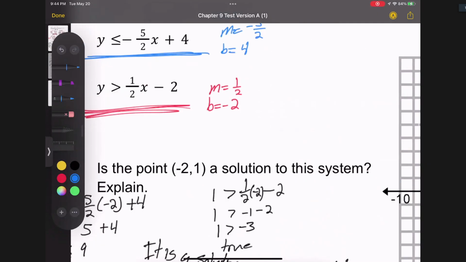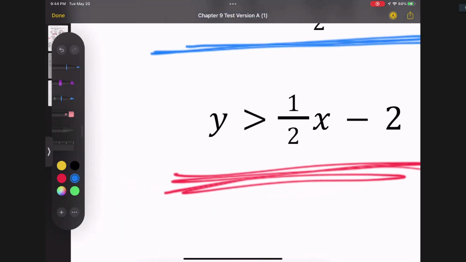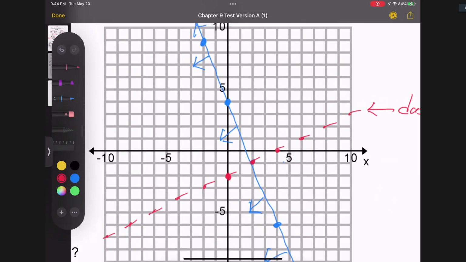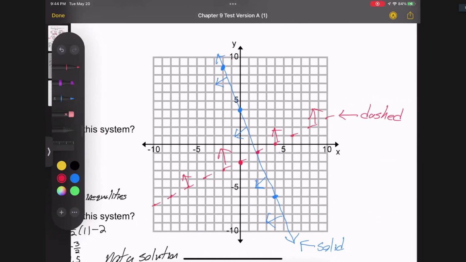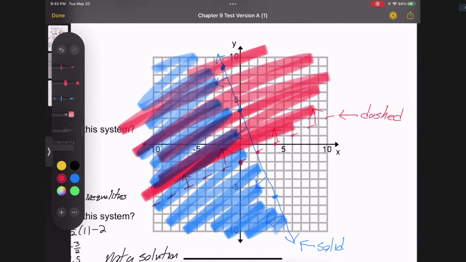Now for this one, the red one, where am I going to shade? It's going to be shading above the line. When you see y is greater than, you're shading above the line. So let me shade above the line. That is this direction. Above the line. This direction. Now, I saw this. And I apologize if you're one of those students. Shading below the line for the blue one and shading above the line for the red one.